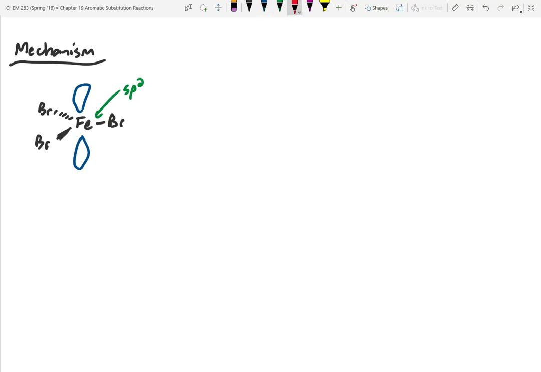Alternatively, what would we call this? A good Lewis acid or a good Lewis base, if it wants electrons? Remember, Lewis bases want to donate electrons, not accept them, right? So in this case, this would be a good Lewis acid. It wants electrons. All right, so then the question is, well, what's going to donate electron density to it? Really, the only thing around that can donate electron density is the elemental bromine.